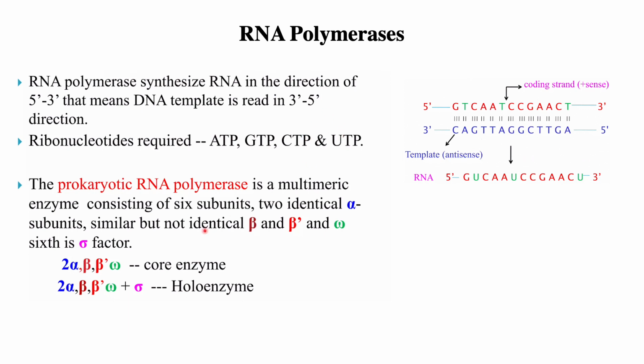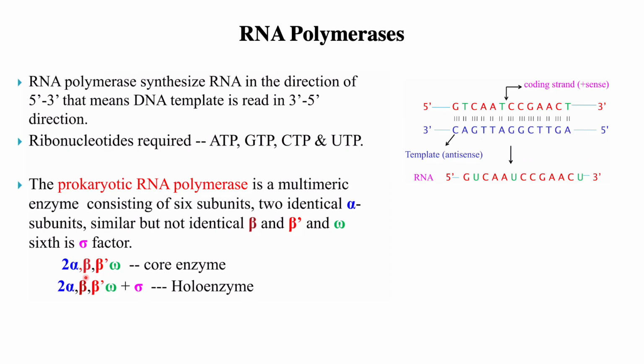So moving forward, the prokaryotic RNA polymerase, abbreviated as RNA-pol, is a multimeric enzyme. It consists of 6 subunits. So these 6 subunits comprise 2 identical alpha subunits, similar but not identical beta subunits, hence they're called beta and beta prime, and an omega subunit, and another factor called the sigma factor.